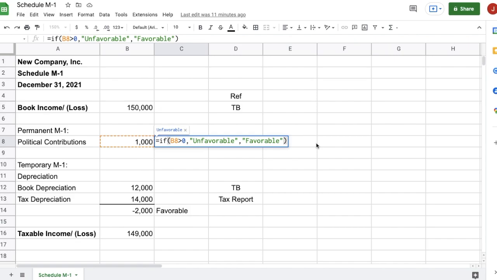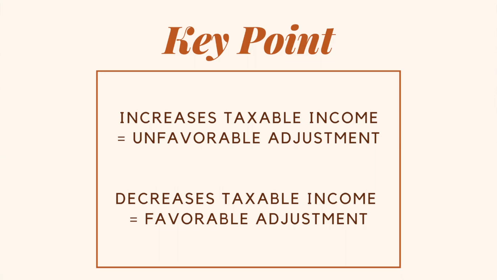Now, I've been at mid-tier accounting firms that didn't actually have this part where it says unfavorable, favorable, but for me, it was just a very helpful way to see if the M-1 was unfavorable or favorable. Another way to look at it, if the number is positive and increasing the taxable income, then it would be an unfavorable adjustment. If it is decreasing the taxable income, then it will be a favorable adjustment.